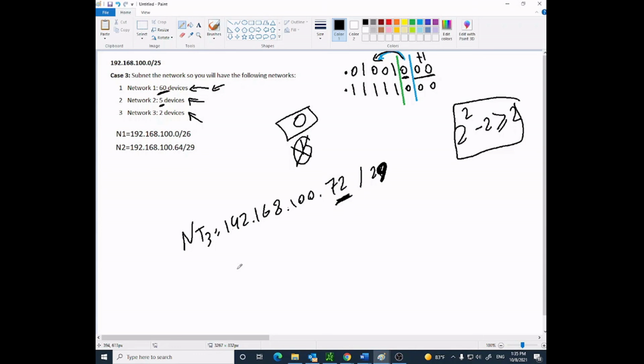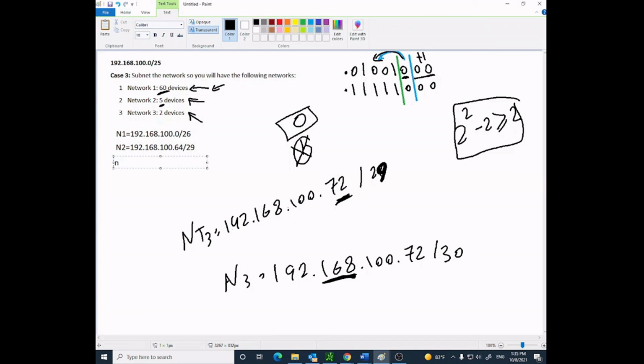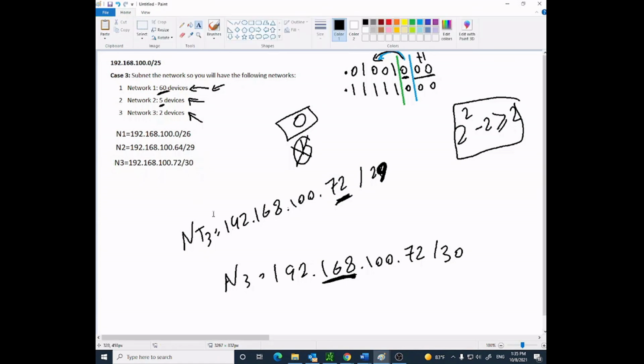So the third network IP address is going to be 192.168.100.72, but this is going to be /30. I always get confused between numbers. Now my brain is telling me, is this 168 or 186? I need to go and double check. So let's go ahead and type that. My third network here is going to be network 3, 192.168.100.72/30, and that will be it.